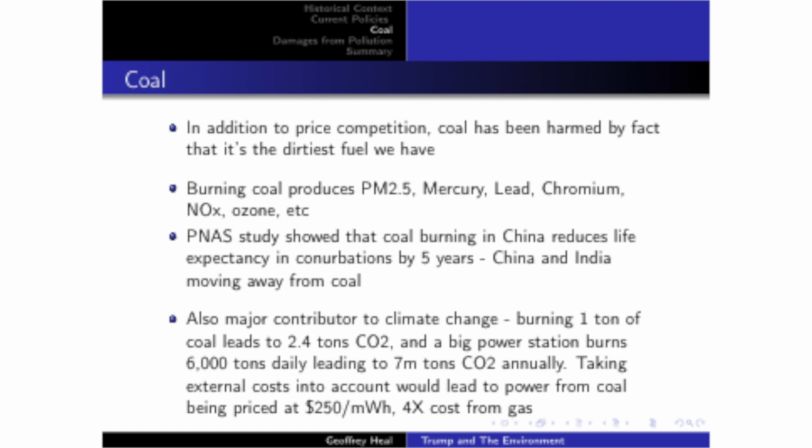Coal is also a major contributor to climate change. When you burn 1 ton of coal, it leads to 2.4 tons of CO2. And a big power station burns roughly 6,000 tons of coal a day. That's a pile of coal the size of this building. And that leads to 7 million tons of CO2 a year. And there are thousands and thousands of coal-fired power stations all around the world doing that, which is where a lot of our CO2 emissions come from.